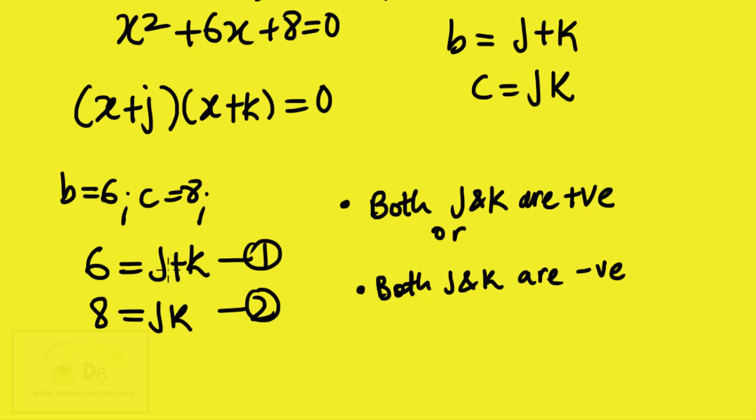When we look at equation 1, we see that the sum of j and k is a positive number, plus 6. If j and k are positive, can their sum be positive? Yes. If j and k are negative, can the sum be positive? No. That means j and k must both be positive numbers. So our guesses for j and k will only be positive numbers. Doing this helps us reduce the amount of time we spend guessing in the trial and error process.